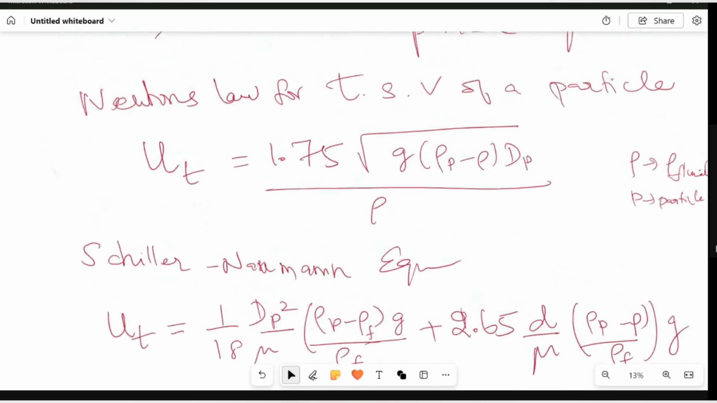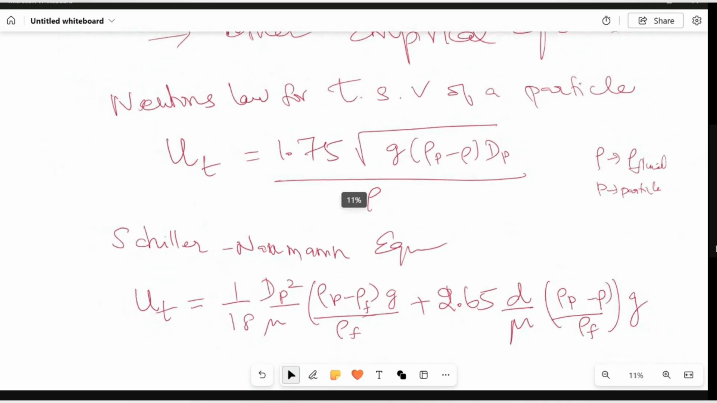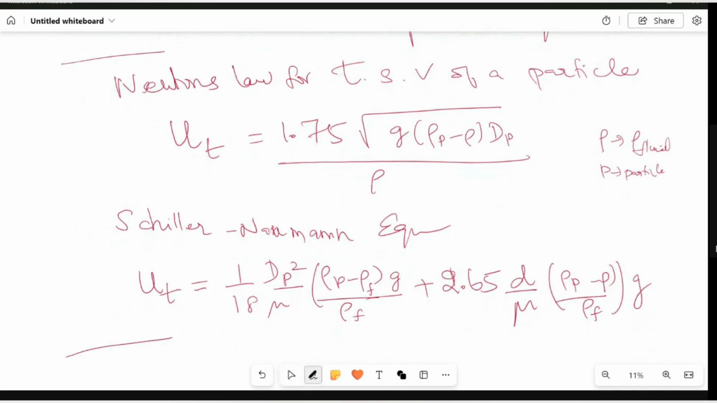Okay, so we have two equations. Actually, how are they derived? First we do dimensional analysis, and through experiments this constant value is determined. This way, there are other equations which can be utilized to determine the terminal settling velocity of a particle in a viscous fluid. Now let us solve some numericals.